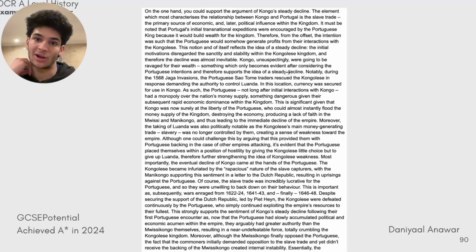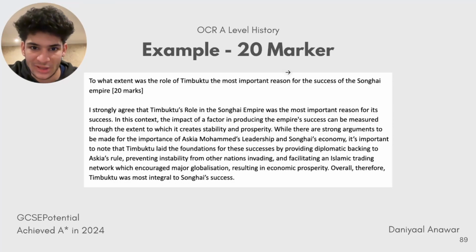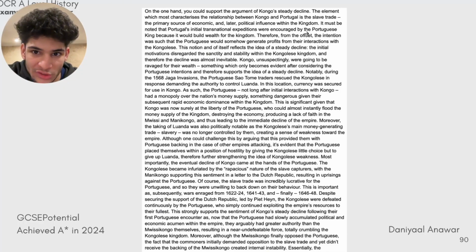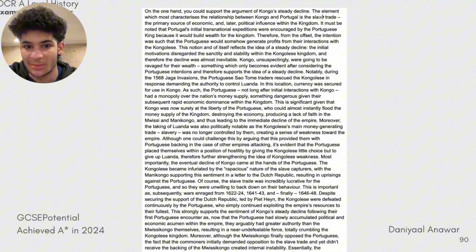So on the one hand, this is one paragraph. I think this is from a separate essay, actually. Yeah, this one's from a separate essay. On the one hand, you could support the argument of Congo's steady decline. Once again, it's a similar thing. You just provide a piece of evidence. You could take a photo of that if you want. Provide a piece of evidence, provide the insight, link it back to your main question.